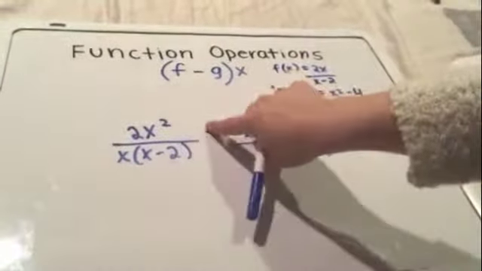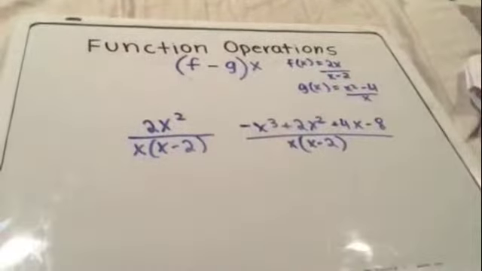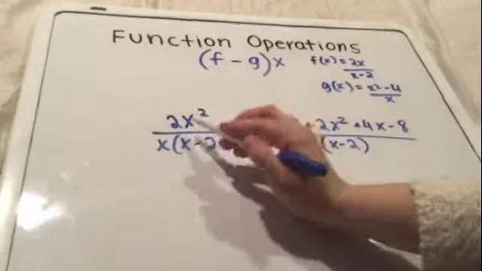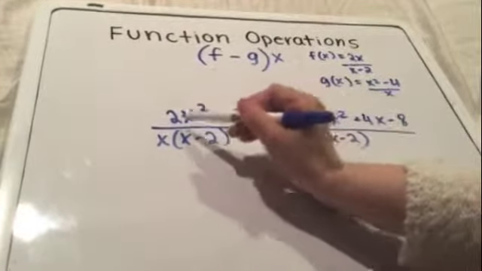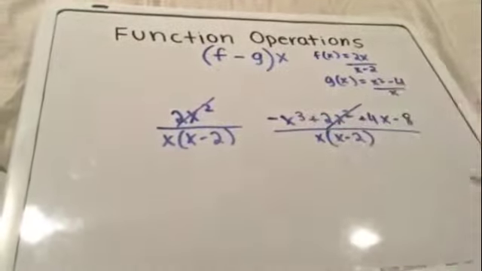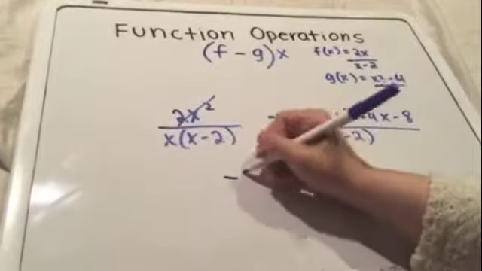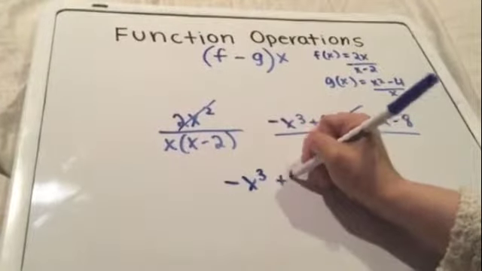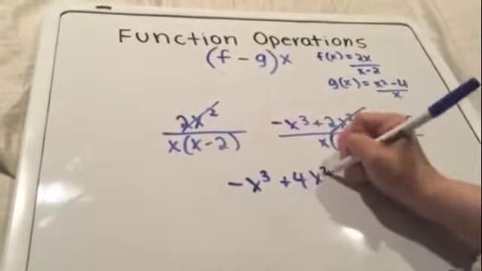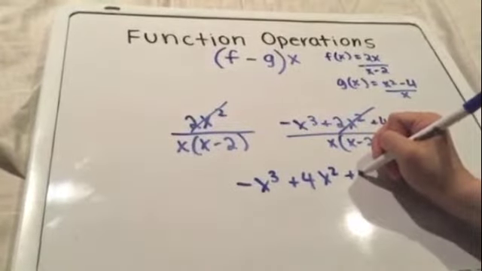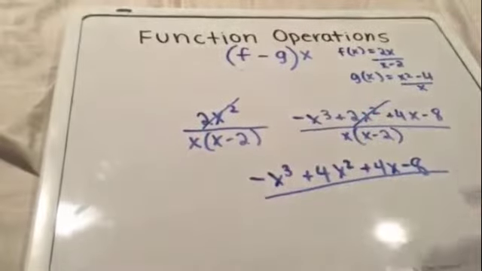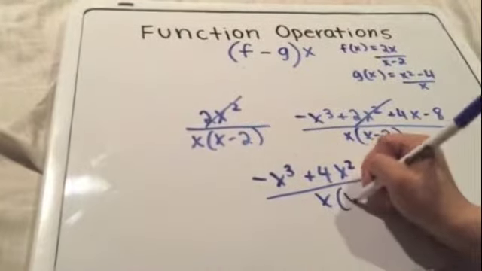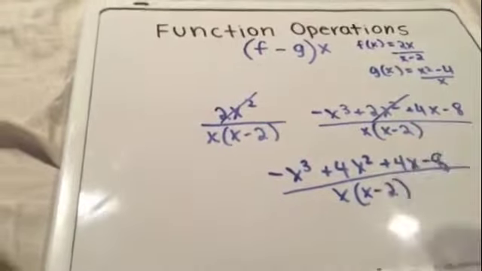Because we distributed this negative, what we're going to do now is combine like terms. So when we bring the 2x squared over, because we're subtracting, these two are going to cancel out. Our final answer is going to give us negative x to the third plus 4x squared plus 4x minus 8 over x times x minus 2.